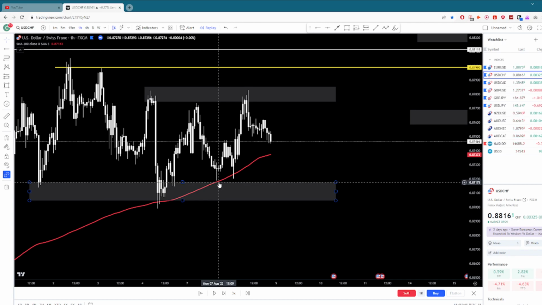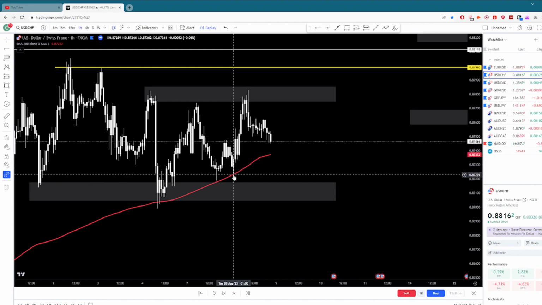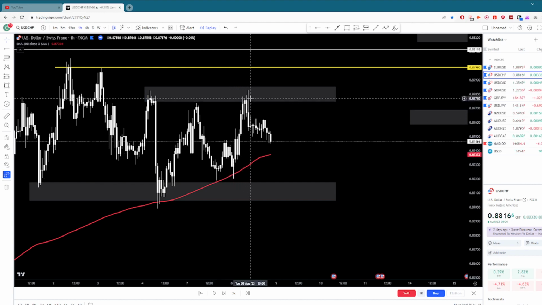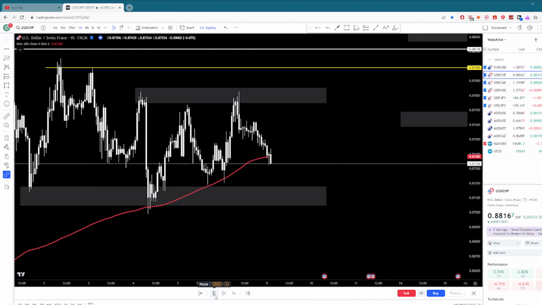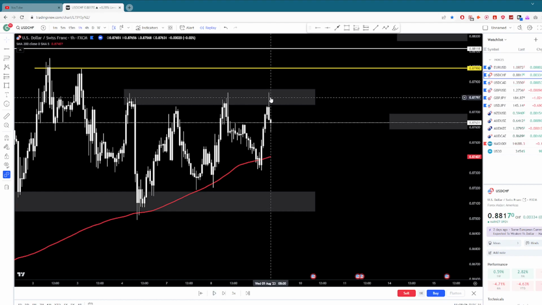I think this is the 200 moving average, so it touched the moving average, and sometimes the 200 EMA can be a support area as well, or resistance area as well. Came up and then came back down, rejected again, came back up to resistance, right? And if I just play this chart out, as you can see, it came back up here, rejected, right?